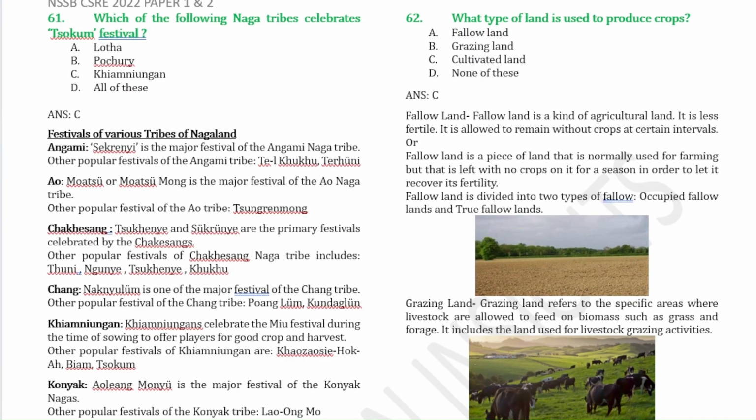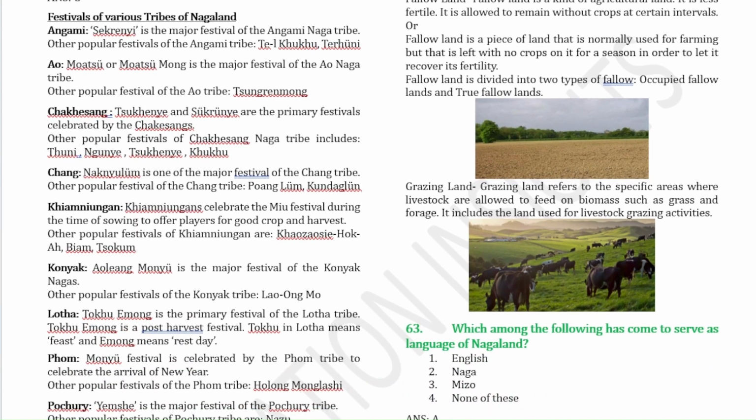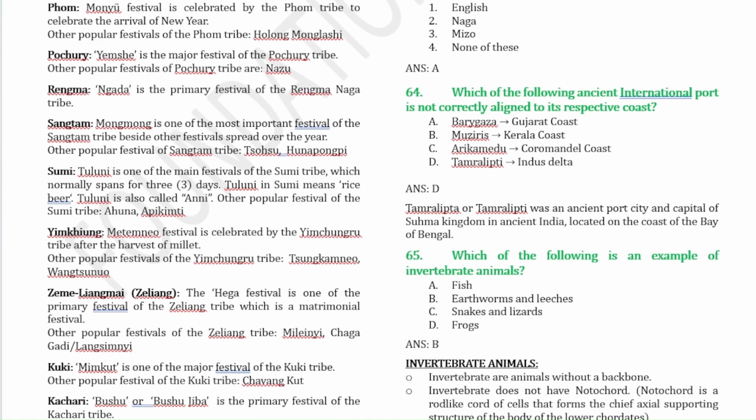Question number 61. Which of the following Naga tribes celebrates Tsokum festival? So it's Kyamulan. The festivals of various tribes you have to know, and then the folk dances and all you have to know. So these are the festivals of various tribes of Nagaland, so you can go through all the points.